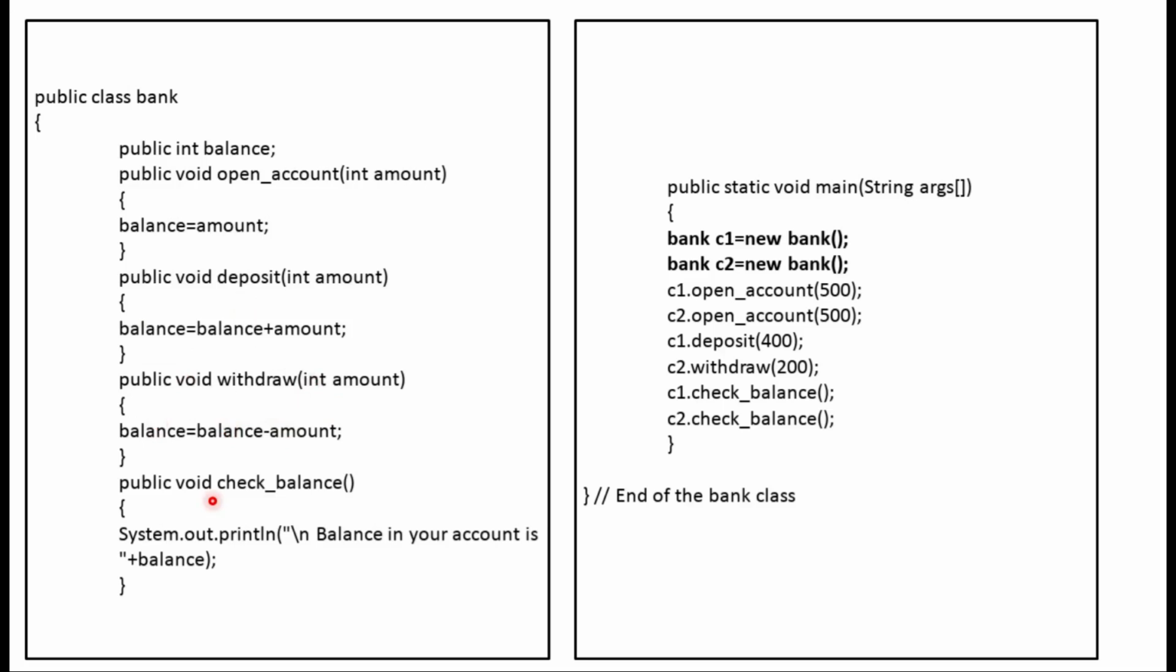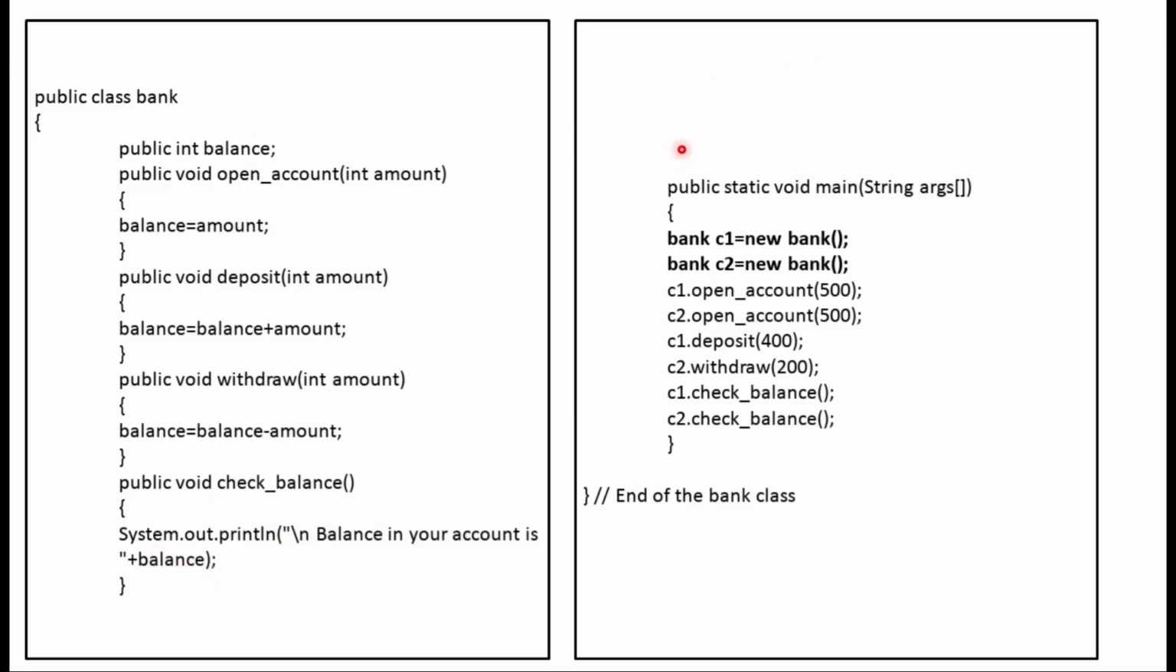The moment I want to check how much balance is left over, I'll execute check balance using a function called system.out.println. So "balance in your account is", I'll close that parenthesis, I'll use a concatenation operator plus, and I write the variable name balance so that the balance will be displayed.